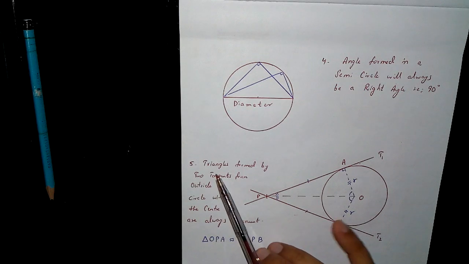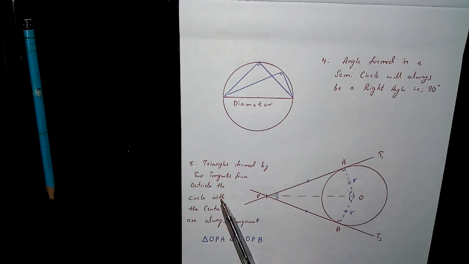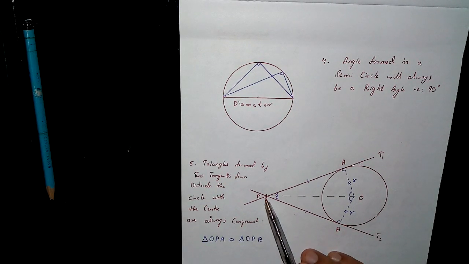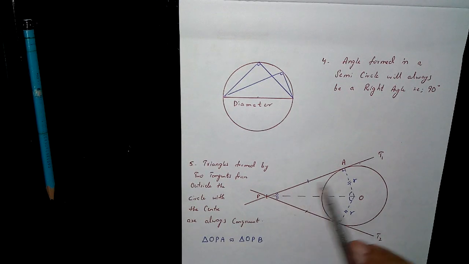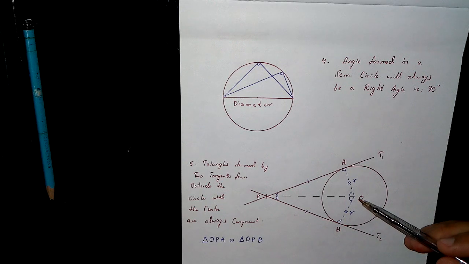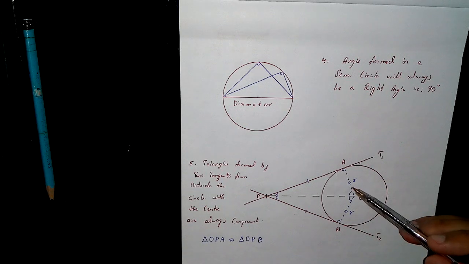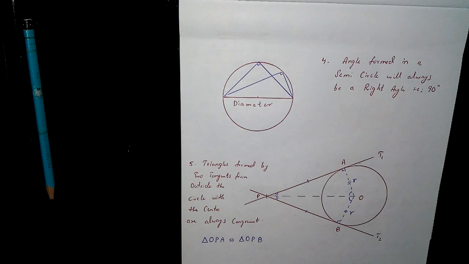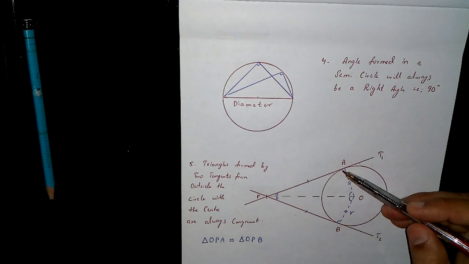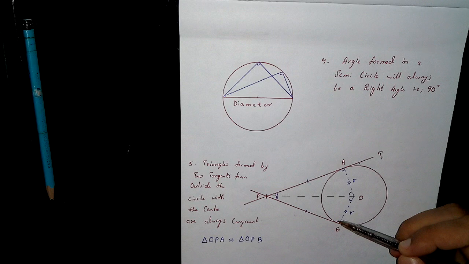Now the next property: triangles formed by two tangents from outside the circle with the center are always congruent. For suppose this is a point P, we have made two tangents from P, that is, tangent 1 touching the circle at A and tangent 2 touching the circle at B. If we join the center to the touching points of the tangents, we know that the distance is the radius, and we know that these two distances are the same because these two are radii. Now the line O to P is basically the same side in both of the triangles. We know that this is a 90 degree and this is also a 90 degree.